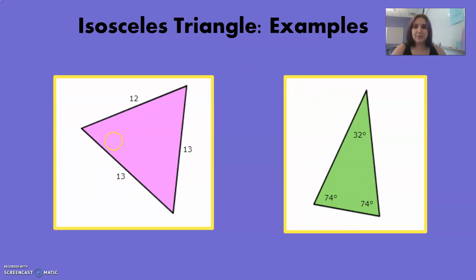Here are two examples. The pink triangle has a length of 13 on one side, a length of 13 on the other, so it's isosceles. It has two equal sides. And then the 12 is not equal to those, so that's what makes it isosceles and not equilateral. And then on the green triangle, I have a 74-degree angle here and a 74-degree angle here. If there's two equal angles, it's isosceles.